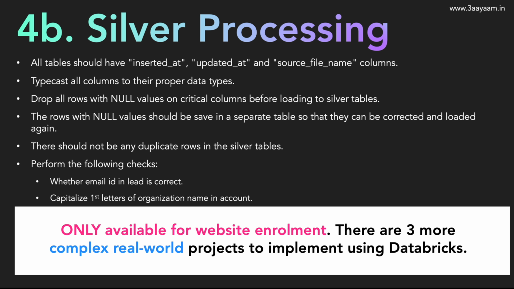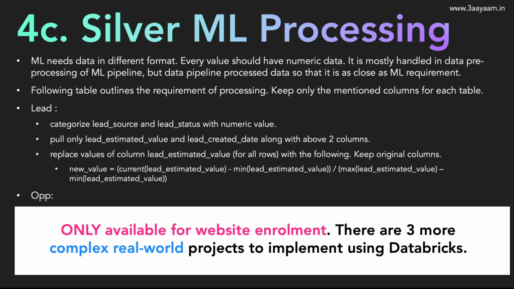You'll have to create hashed values in additional columns for all PII data. Now it is up to you to define which columns contain PII data. Whichever columns you think contain PII data, you should create hash values for them. So this is the normal silver processing. But there are some additional layers also, like the silver machine learning processing.